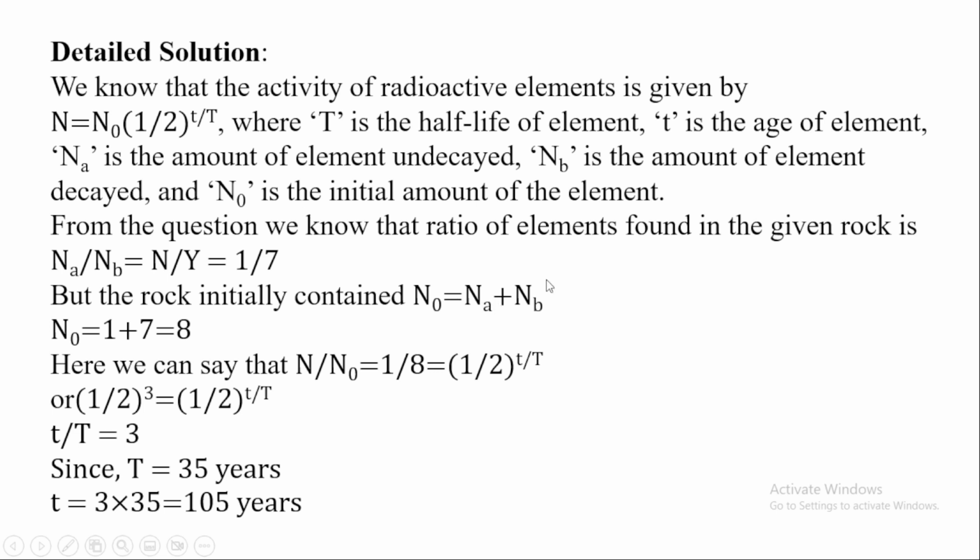Yes. So Na is the amount of element undecayed, that is N, that is given in the question, and Nb is the amount of element decayed, that is N is getting converted into Y. So that is Y is denoted by Nb.